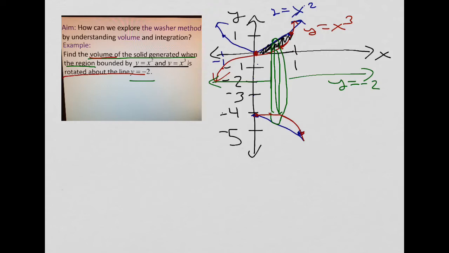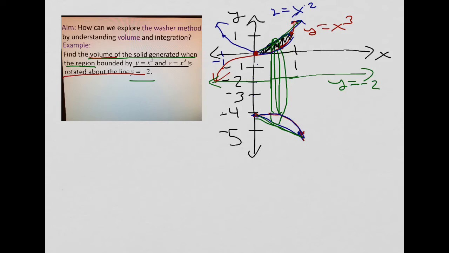So the top of the bigger circle is going to the top function, to the reflected bottom function, and the inner circle is going from the bottom function towards the top of the reflected region. And so that's helpful when we have to decide on how to measure our radius.